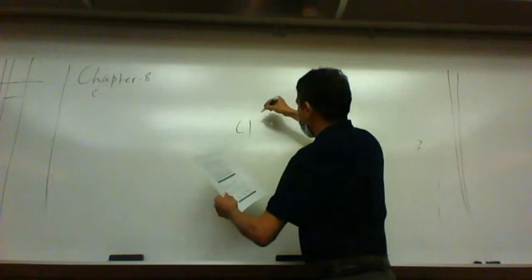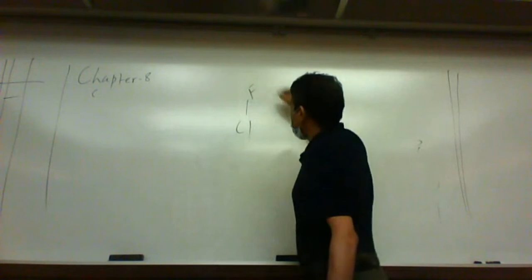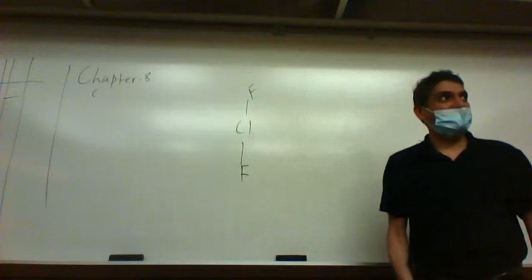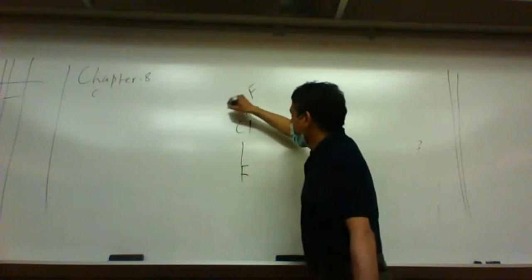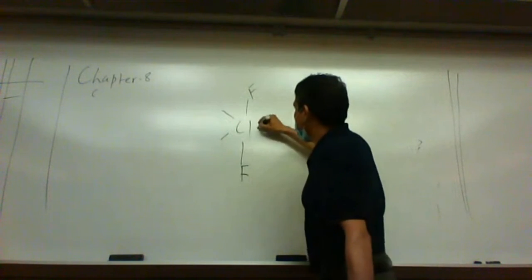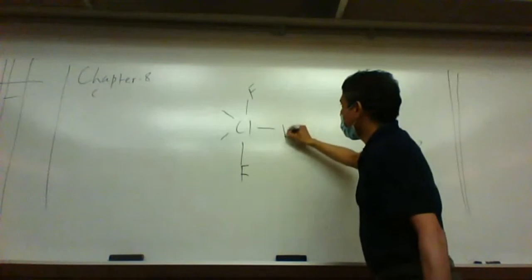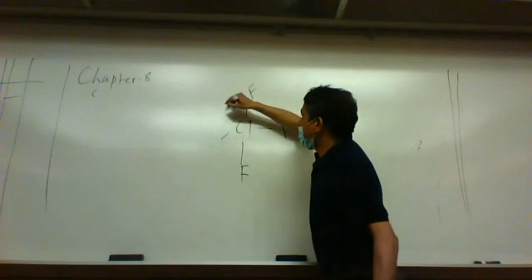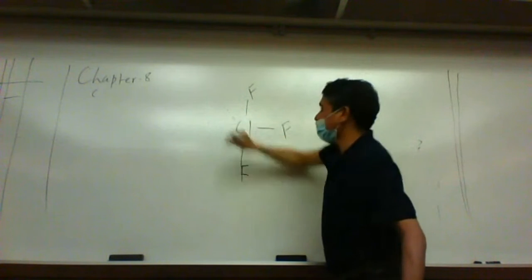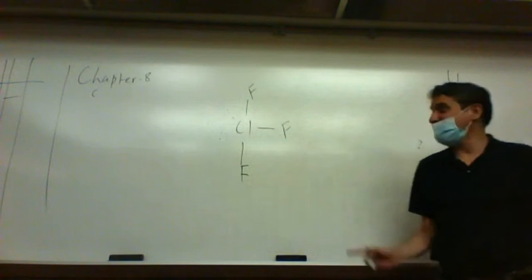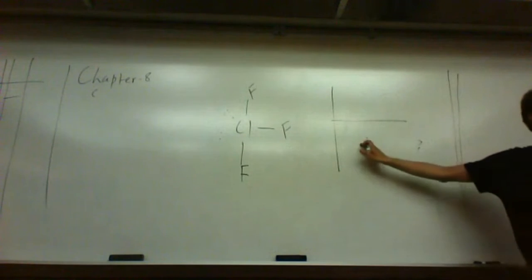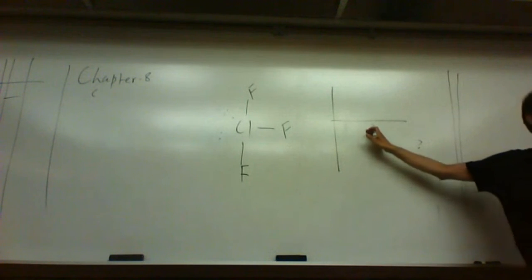So in the case of ClF3, one fluorine is going up, another fluorine is going down. Now I have one bond here, one bond here, one bond here, like this. And this is F, and there is no F here. There is just the electron domain here, only an electron pair here. Make sense? So this is ClF3, and it looks like a T shape. Looks like a T, right?